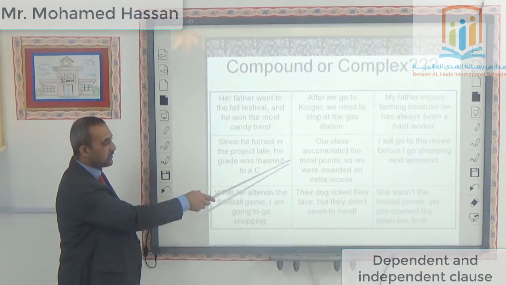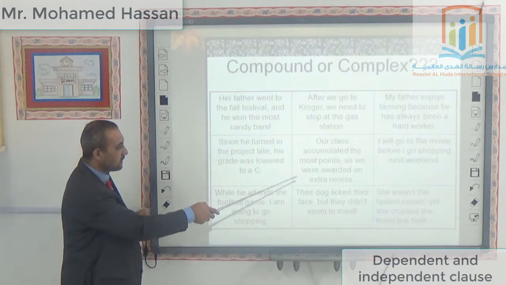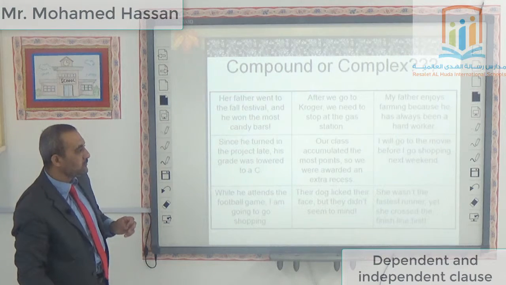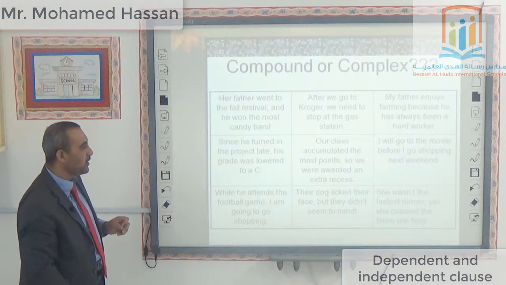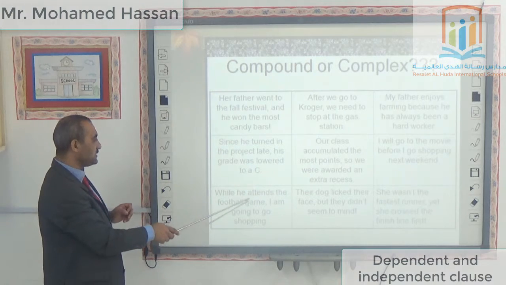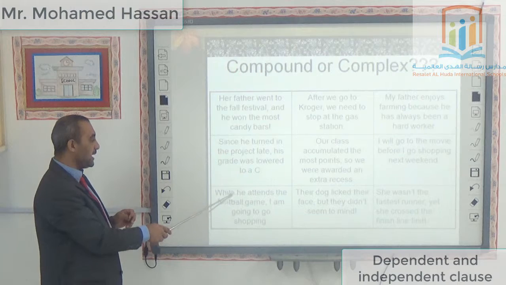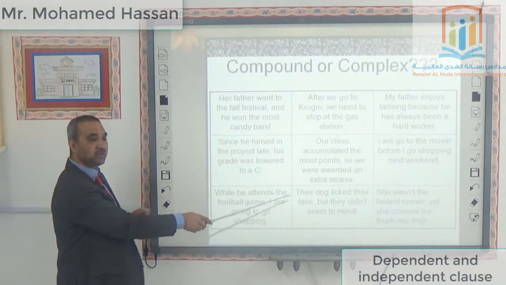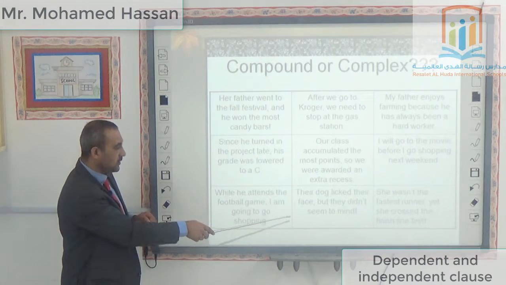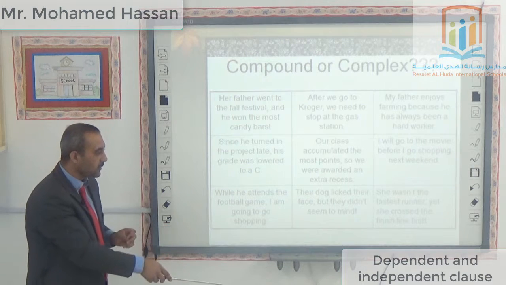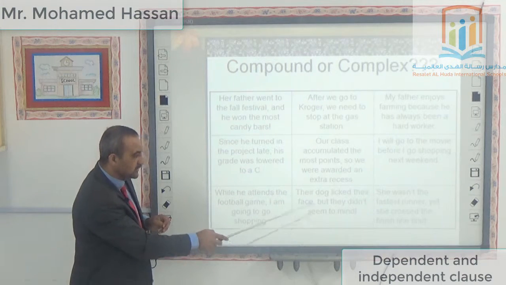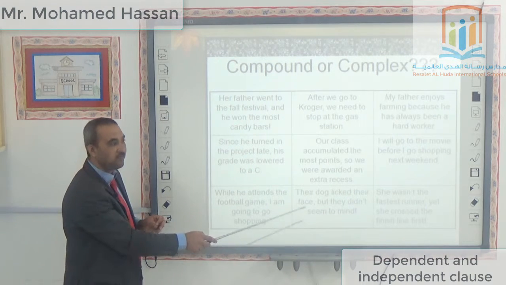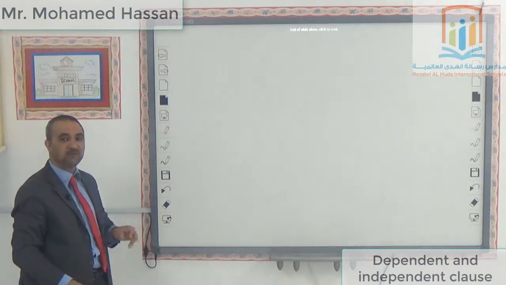Okay, our class accumulated the most points, so we were awarded an extra recess. I go to the movie before I go shopping next weekend. While he attends the football game, okay, this is a dependent clause, I am going to go shopping. Their dog licked their face, but they didn't seem to mind. She wasn't the fastest runner, yet she crossed the finish line first. I have finished now. Goodbye, my sons.